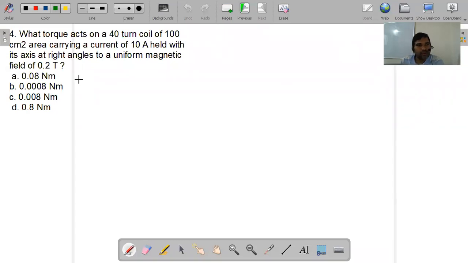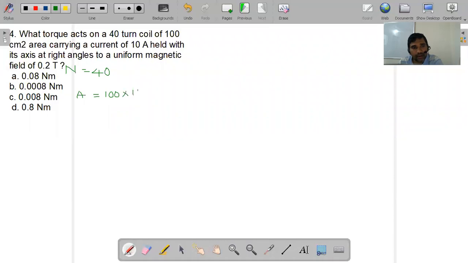So this problem: what torque acts on a 40-turn coil of 100 centimeter square area carrying a current of 10 ampere held with its axis at right angle to a uniform magnetic field of 0.2 Tesla. Okay, what is given again? 40 turns coil. N is equal to 40 turns. And area is equal to 100 centimeter square.